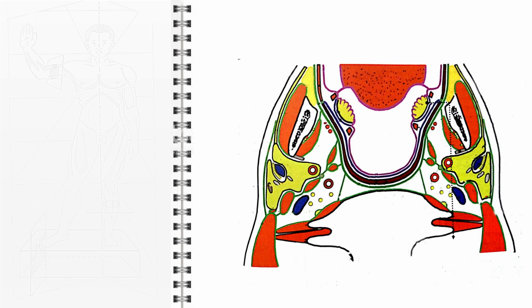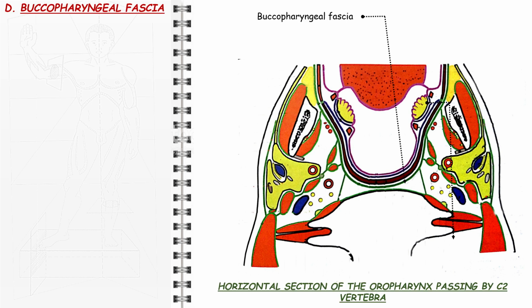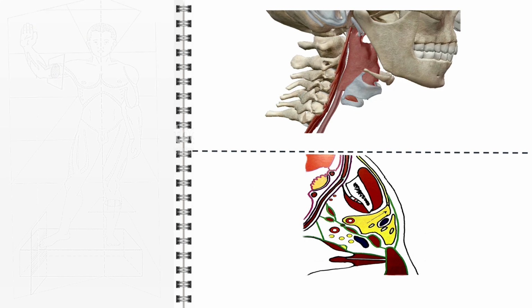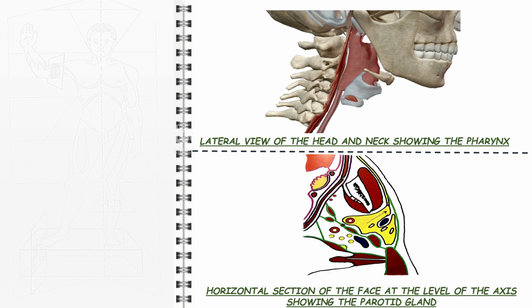Unlike the pharyngobasilar fascia, the buccopharyngeal fascia is thin. It consists of a delicate epimysium of the pharyngeal constrictors continuous over the pterygomandibular raphe with the epimysium over buccinator. The pharynx is a craniofacial and cervical organ. Thus, its anatomical relations extend from the base of the skull until the esophagus.